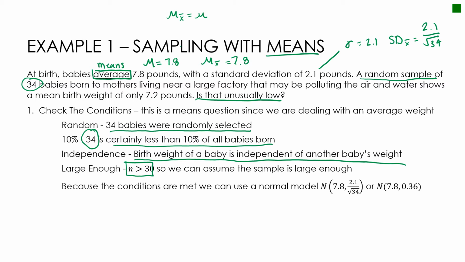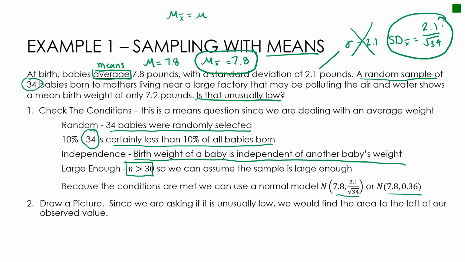So once I've checked the conditions, then I say this: because the conditions are met, I can use a normal model. Well, what's the model that I'm using? I'm using the information from my sample. So I'm using the mean of my sample, which is 7.8, and I'm using the standard deviation of my sample. So I'm not using 2.1, I'm using 2.1 divided by radical 34, and notice I've written that here again, and then I went ahead and computed this out to 2 places. So just keep in mind that the instruction should tell you how many places to go to. That's the first thing, is check the conditions.